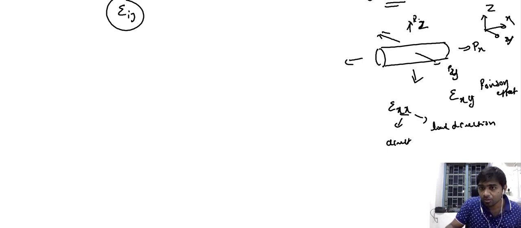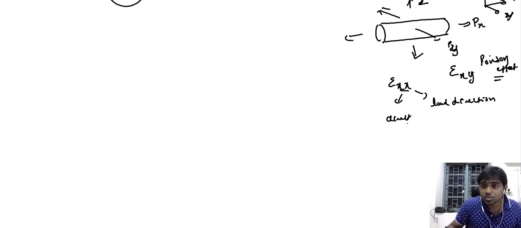Because of the strain along the y direction, because of the load along the y direction, it is also possible for us to have a strain along the x direction because of the Poisson's effect. In a similar way, it is also possible for us to have the strain along the x direction because of the load along the z direction, again because of the Poisson's effect.